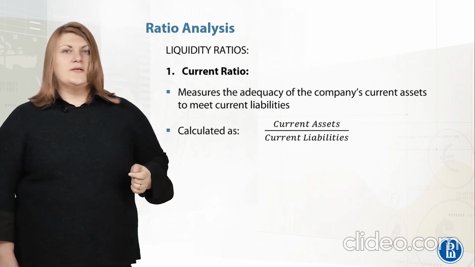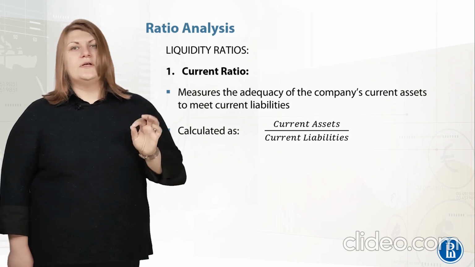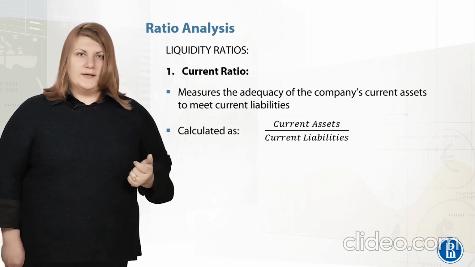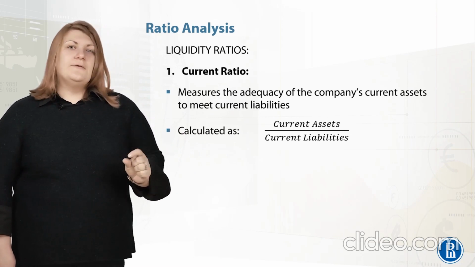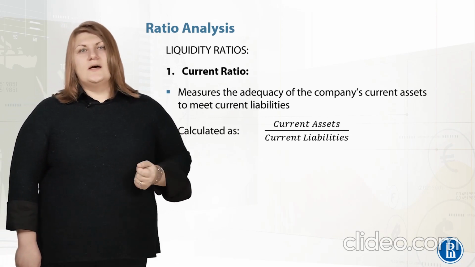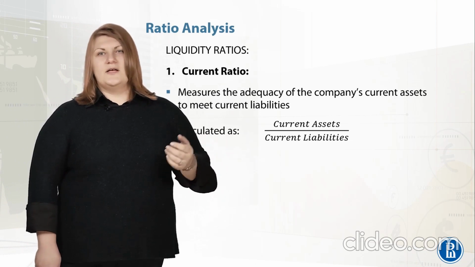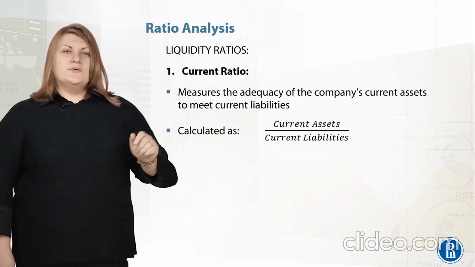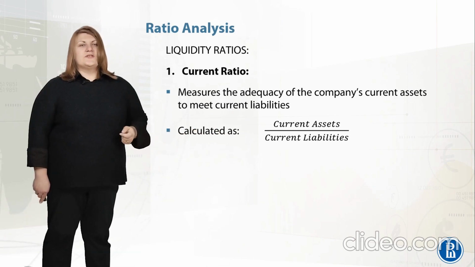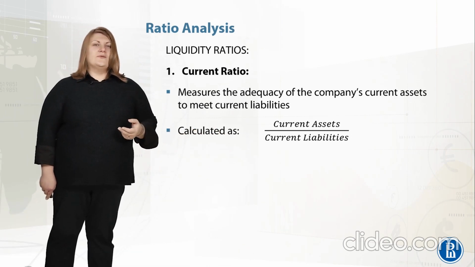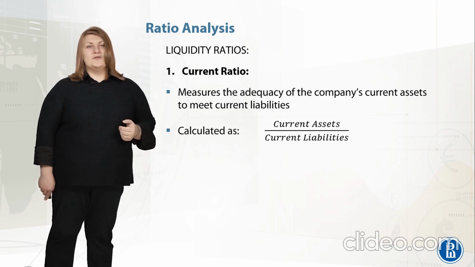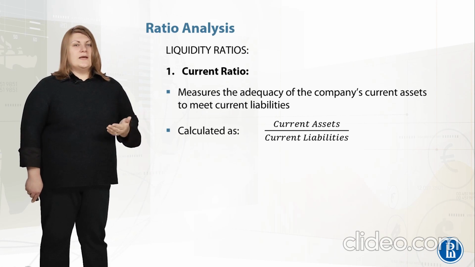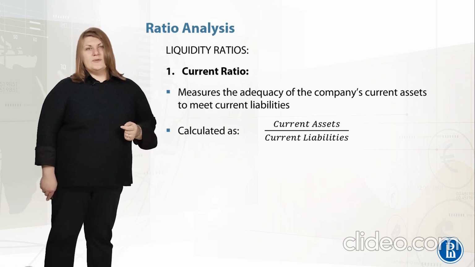Now, liquidity ratios include several types of ratios which are often used by most analysts. And you will definitely come across these ratios in most financial analysis. We will start with the current ratio. The current ratio measures the adequacy of the company's current assets to meet current liabilities. And this is just current assets over current liabilities.